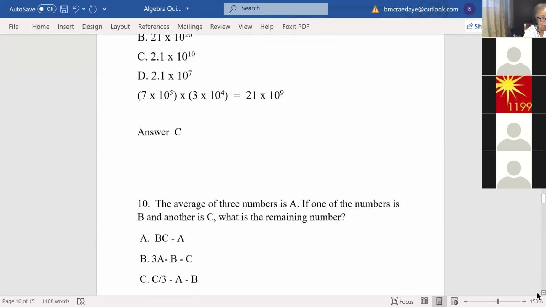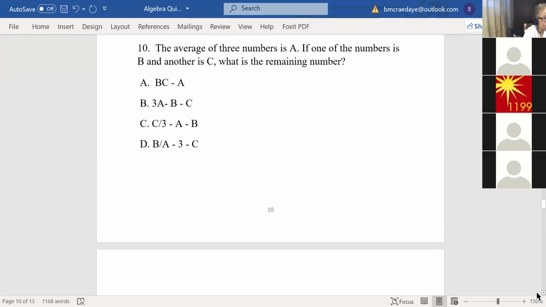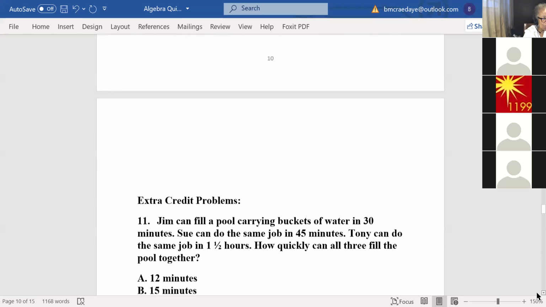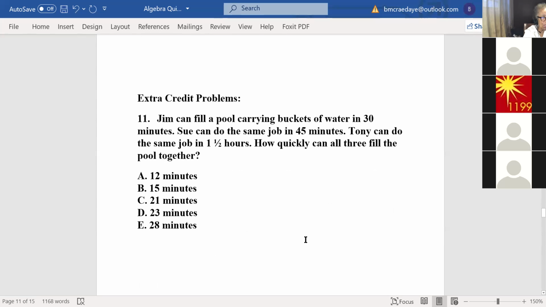We have, let's see, how many? We have 13. So we're going to continue with this, and then we'll go back to our algebra sheet. I think we were on number 11, 20, right?